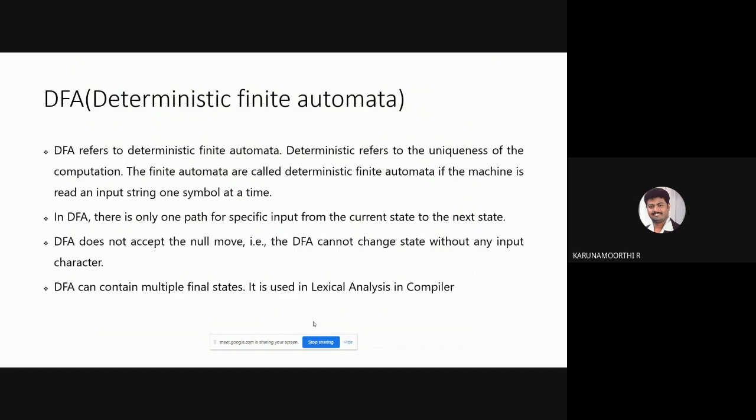So DFA can contain multiple final states. It is not conditioned to provide only one final state. There may be more than one final state on your DFA. So it is very much useful in lexical analysis in compiler.